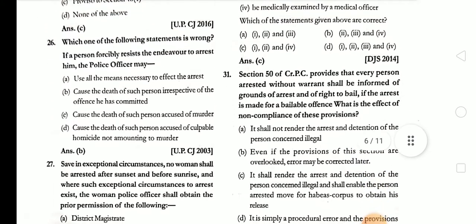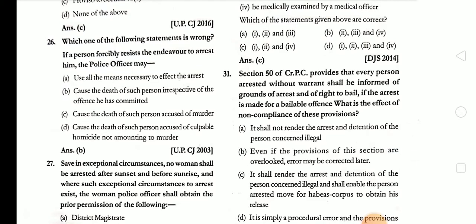Next question, which of the following statements is wrong? If a person forcibly resists the endeavor to arrest him, the police officer may... Answer is cause the death of such person irrespective of the offence he has committed. So this is the wrong option here. A police officer cannot actually cause the death of the person. Only in some cases it is allowed, not in all offences.